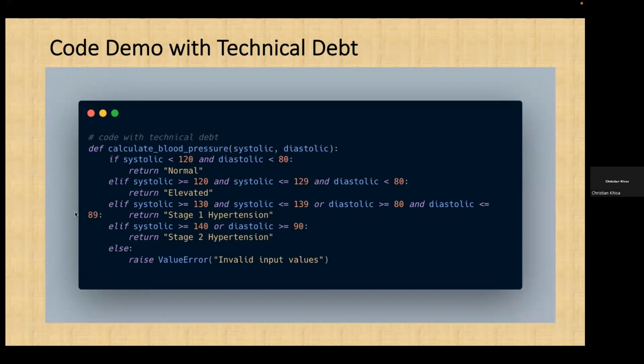So can someone tell us where they think there is technical debt in this code and a problem to the developer who inherits it?